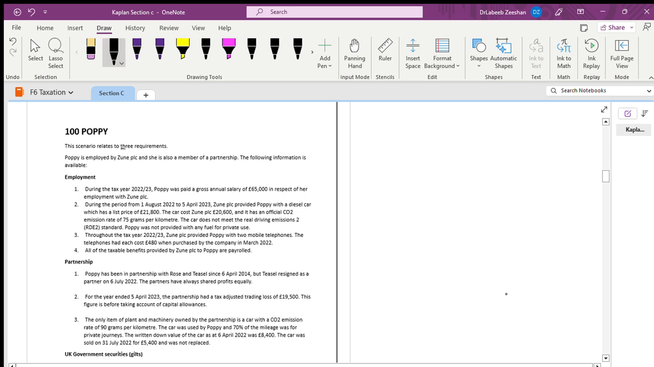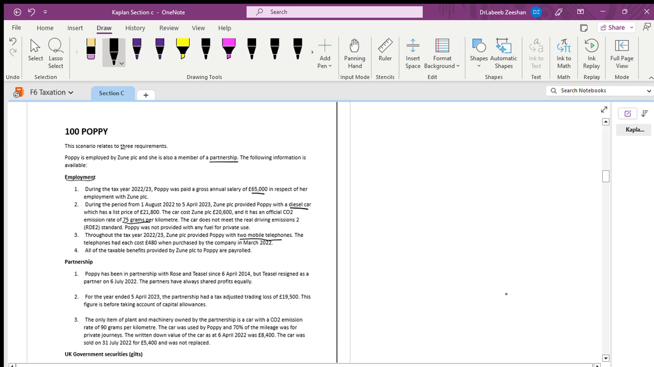Poppy is employed by June PLC and she is also a member of a partnership. Fine. There is employment income. They have paid a gross salary of 65,000 during the year. June PLC provided a diesel car. By the time you do 4 or 5 questions, automatically it will be on your fingertips. They are talking about the diesel car. For the diesel car, the rules are changing.